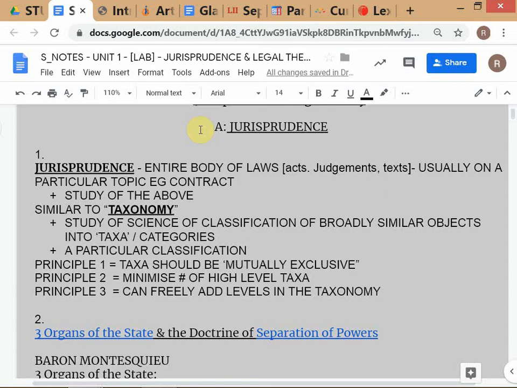So that includes Mulla on the law of contract, that includes the Contract Act, that includes all the judicial decisions that have been handed down on the Contract Act. So we refer to this entire body of laws, and we would say the Indian jurisprudence on the Contract Act, or on the law of contract. We can say the same thing about Indian jurisprudence on income tax, etc. Is this clear? The first way you use the word, right?